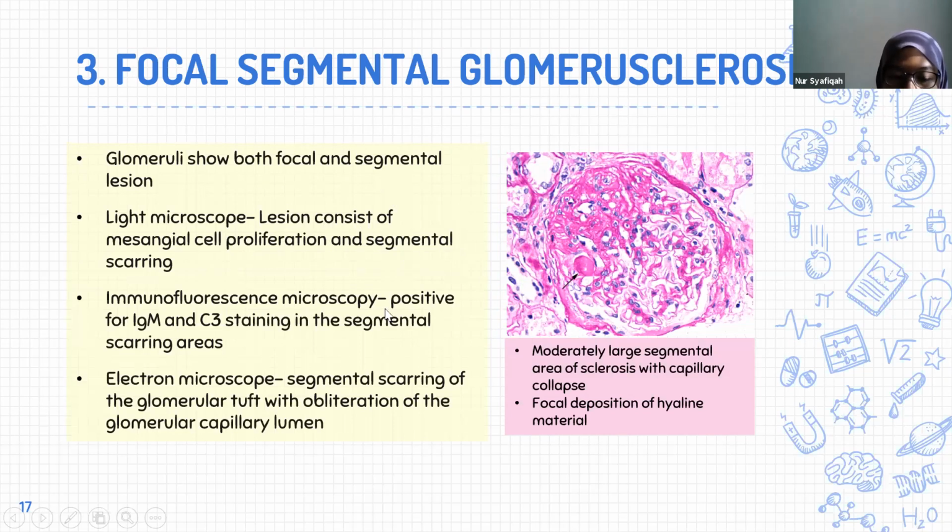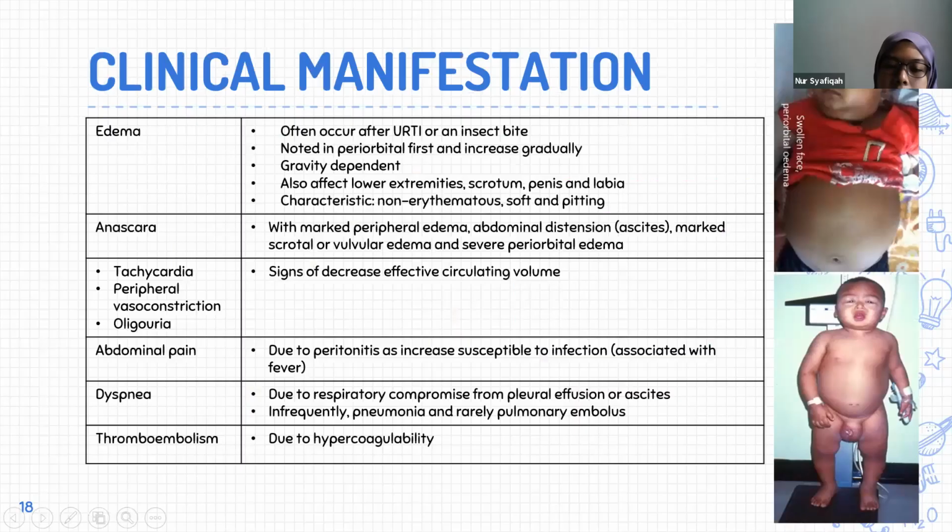On immunofluorescence microscopy, there is positive staining for IgM and C3. On electron microscopy, there is segmental scarring of the glomerular tuft with obliteration of the glomerular capillary lumen. In the right side picture, on the top left, there is a moderately large segmental area of sclerosis with capillary collapse. And on the middle left, we have focal deposition of hyaline material.